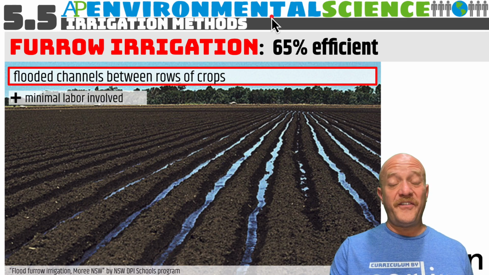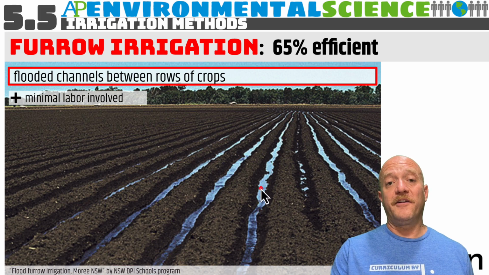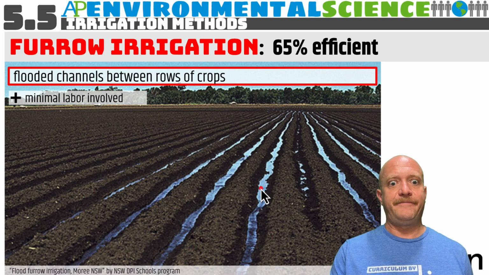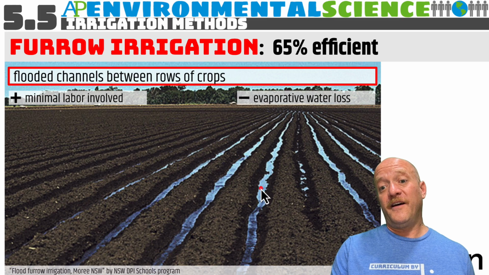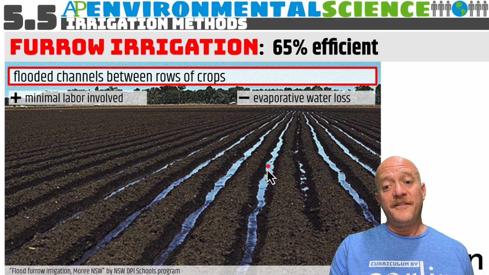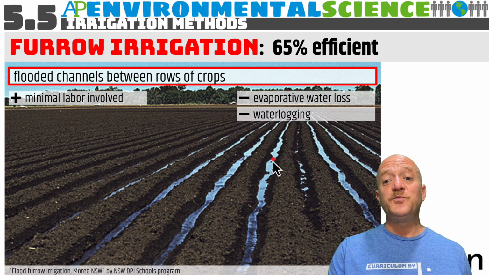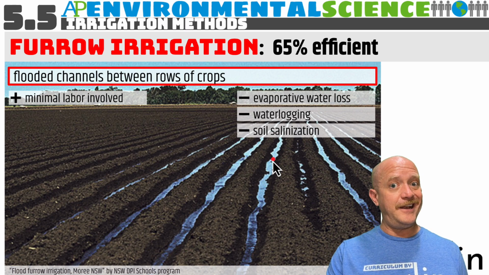Again, it involves very little labor. You literally just got to dig a channel and then add water. You turn on the hose, let the water run, shut it off when there's enough. That's very easy. There's a lot of evaporative water loss. So 35% of the water, in other words, that doesn't go down and infiltrate into the soil will evaporate. It can also lead to waterlogging and soil salinization. And I'll explain what those are right now.